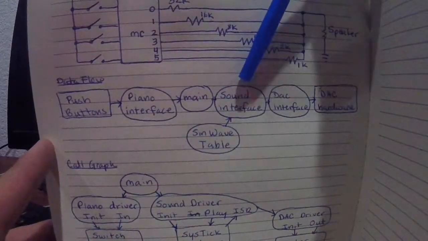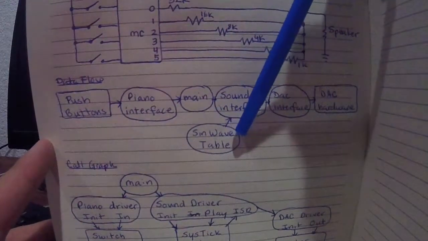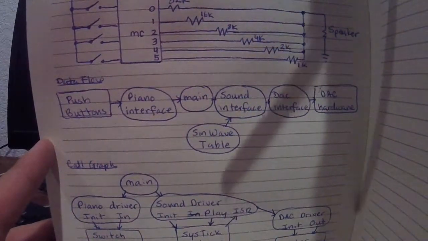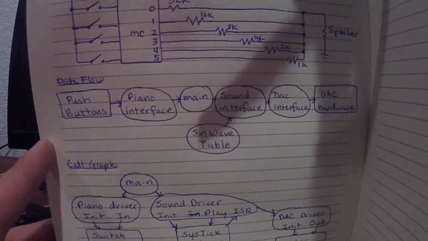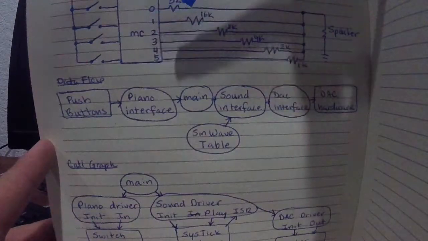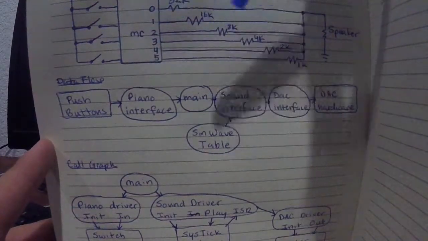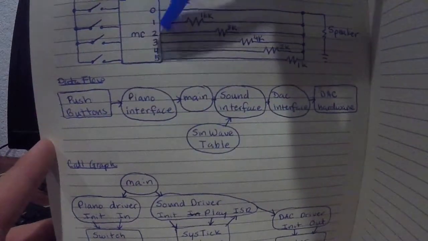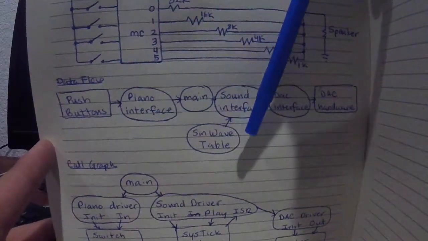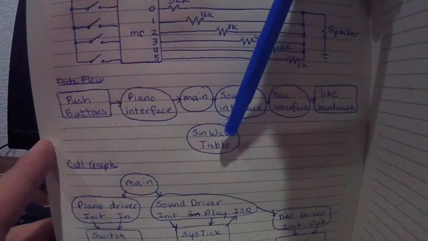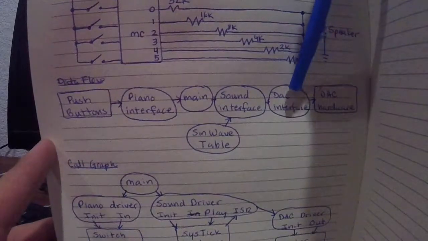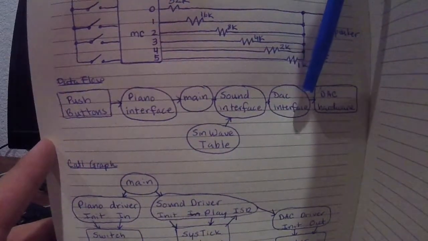And the sound interface uses the sine wave table, which represents those discrete signals, or those discrete elements that I talked about, that will be alternately pushed through from the bus. And so the sound interface will choose which discrete signal it wants to output at that time and give it to the digital to analog converter interface.